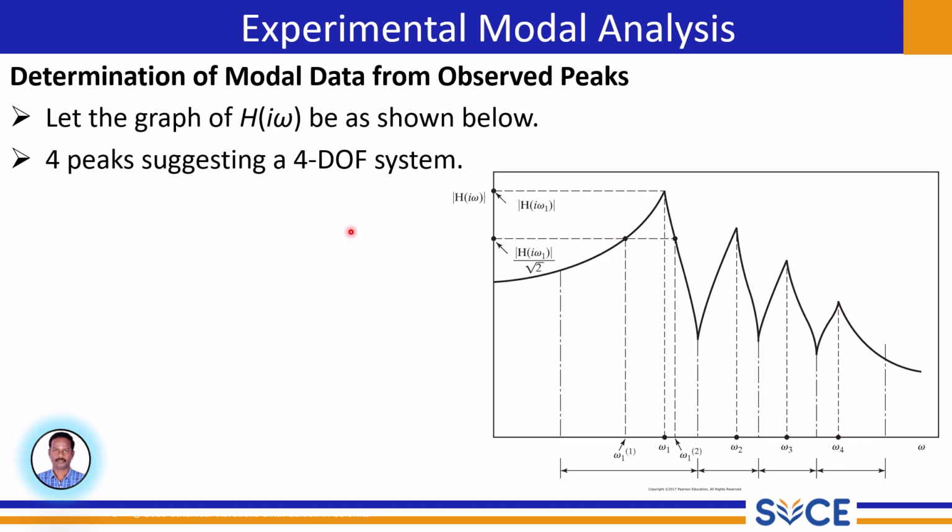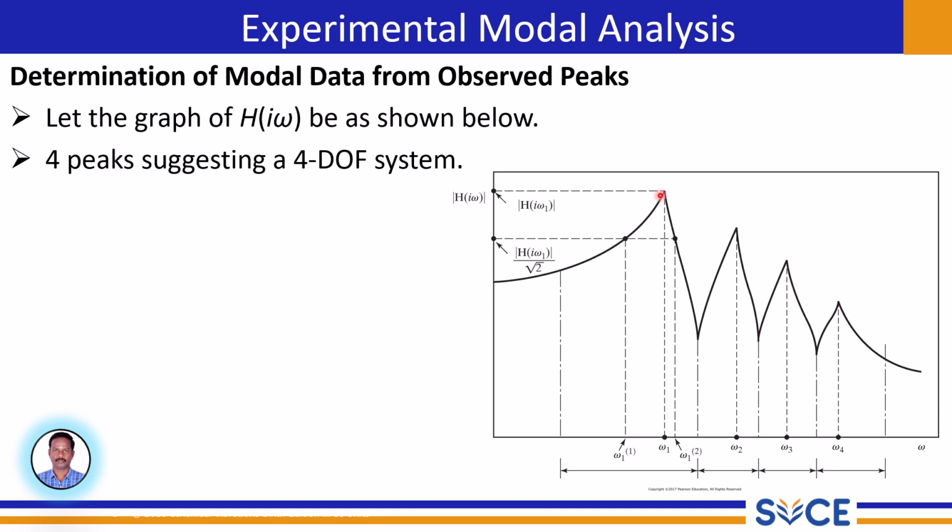Now we shift our focus to see how we can extract the modal data from the observed peaks in the frequency response function domain. We acquired data and processed it to obtain this frequency response function. The next crucial step is to identify the modal parameters. One straightforward approach, particularly for lightly damped structures where modes are well separated, is to look at the peaks in the magnitude of the FRF.